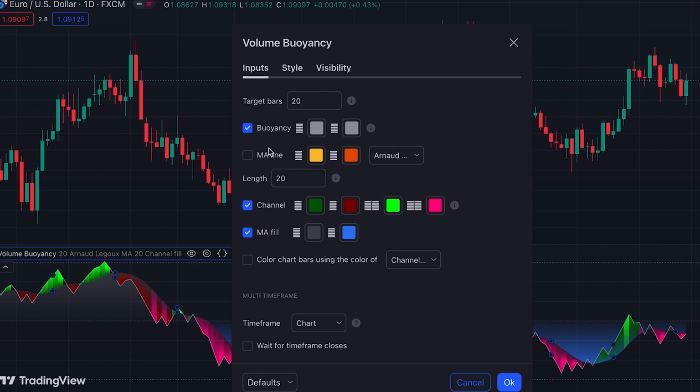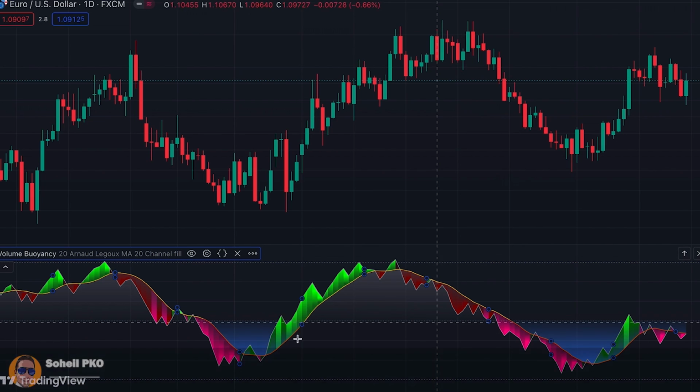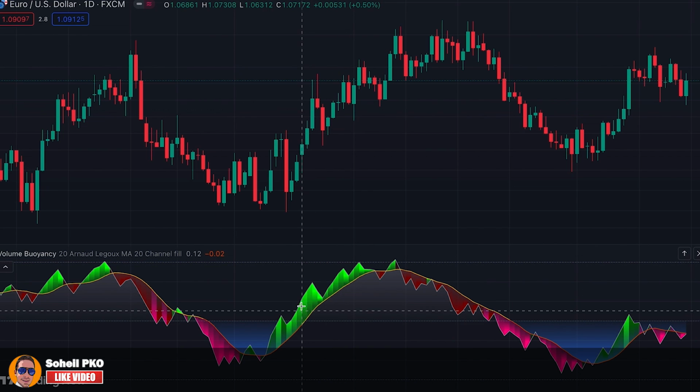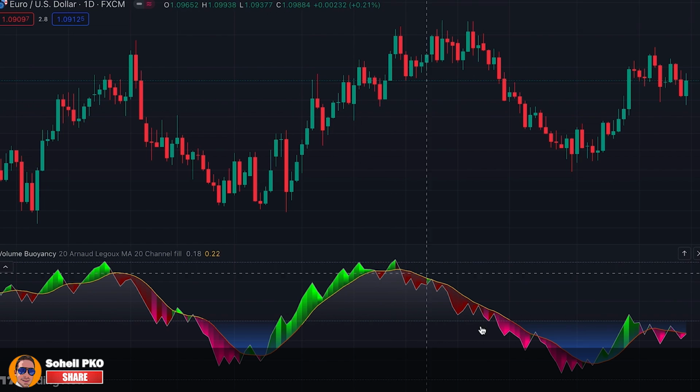We also have a moving average of the buoyancy line with a length of 20, which is not activated by default, but even when not activated, we can still follow it because the channel between the buoyancy line and its moving average line is filled with different types of colors.